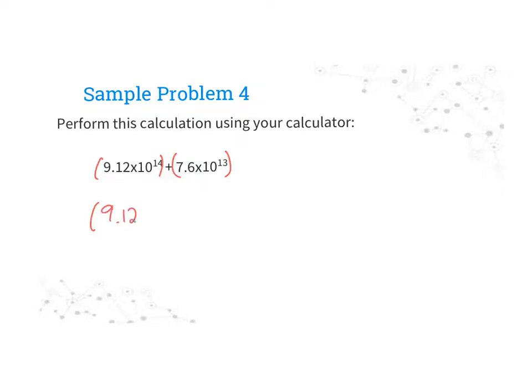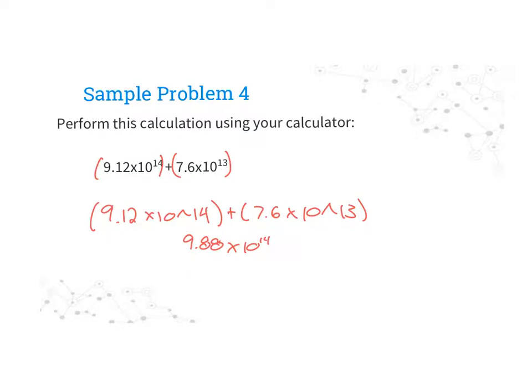So I entered my parentheses, 9.12, and then I like to type in times 10 caret, and then 14. Then I close my parentheses, plus, and then again in parentheses, 7.6 times 10 caret 13, and close the parentheses. Ultimately, when I calculate this out, you should get an answer of 9.88 times 10 to the 14th power.